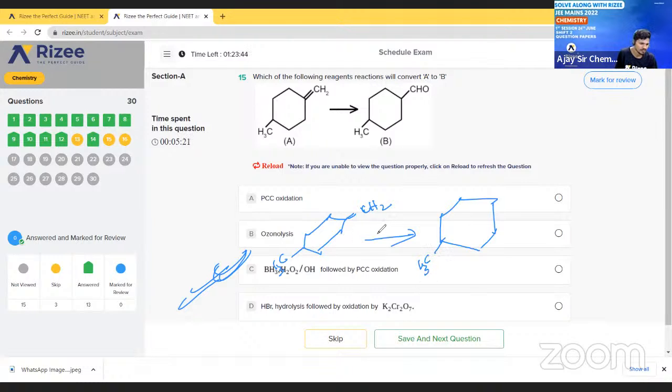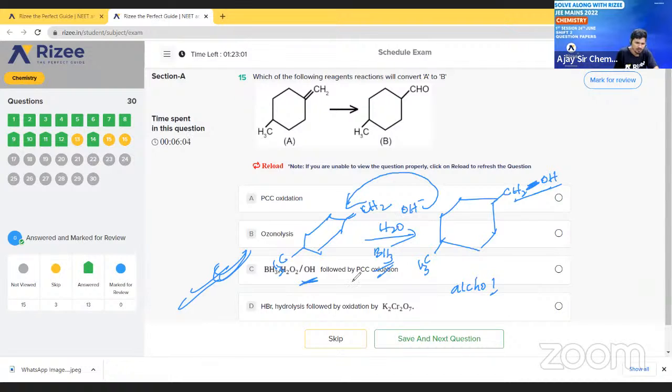H2O in the presence of BH3 and OH minus. So what will happen, this OH is going to come and attack here, and the double bond is going to disappear. So here we will get CH2 single bond OH. Here we will get a single bond OH. This became an alcohol. CH2OH means that is alcohol only.